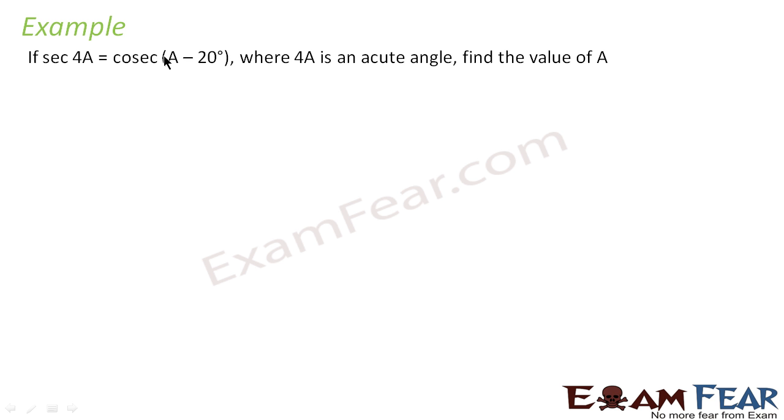The question says if sec 4A is equal to cosec (A minus 20 degree), where 4A is acute, since 4A is acute, I can use some formula, find the value. Again, same thing, we have to convert into cosec form, right? Both sides cosec. And since 4A is acute, I can say that sec 4A is nothing but cosec (90 degree minus 4A). I can write this.